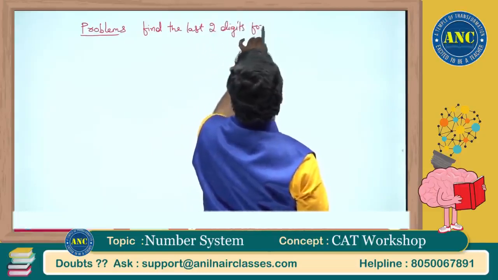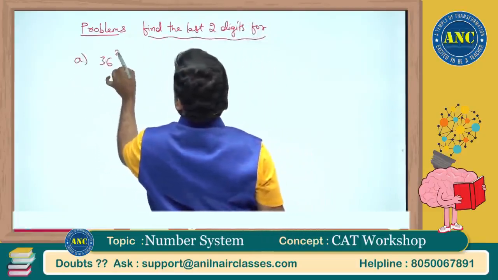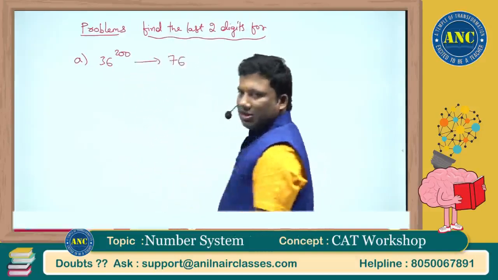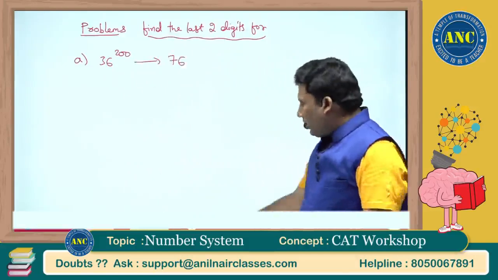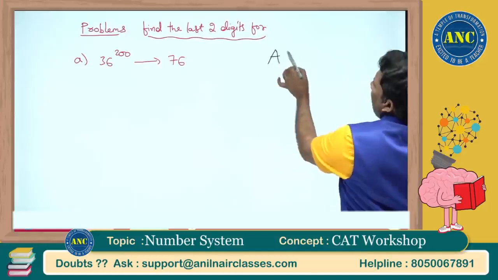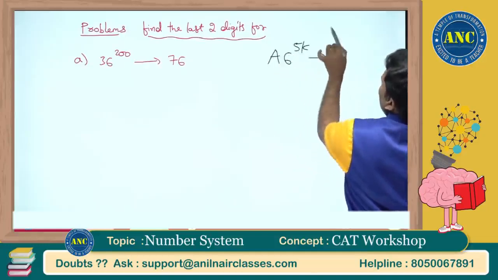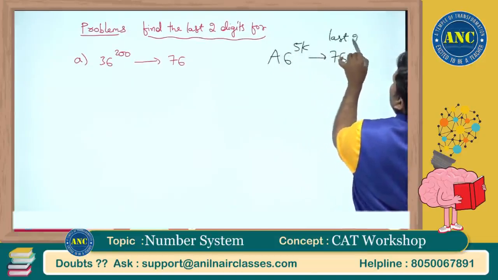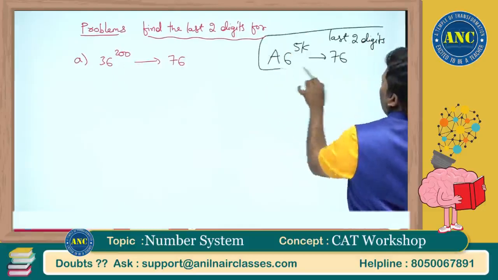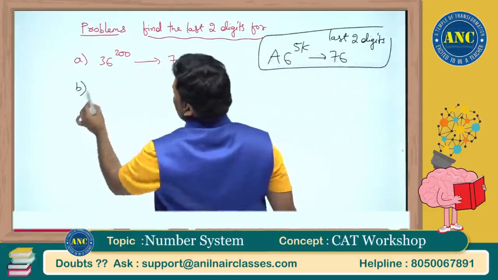Find the last two digits for 36 power 200. The answer is directly 76. So what is the logic? Any number ending with 6, if the power is a multiple of 5, the last two digits will be 76. Idea clear? A6 power 5k, directly you will get the answer.